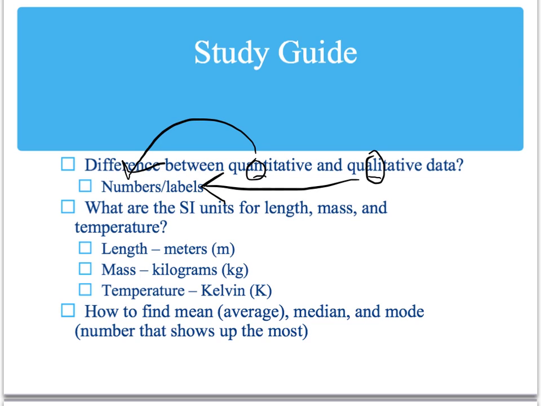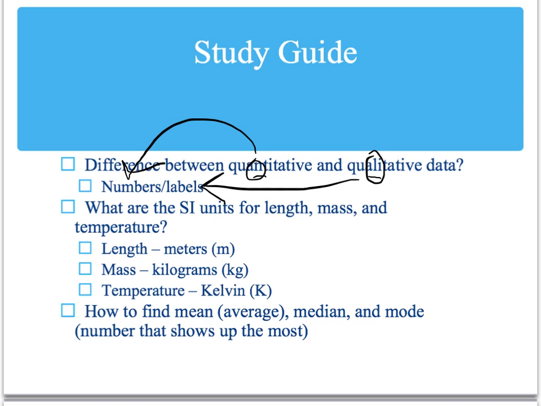What are the SI units for length, mass, and temperature? Length is meters, mass is kilograms or grams, temperature is Kelvin. And of course we use Celsius a lot with the thermometers that we have available. So those are just three that obviously you're just going to need to memorize. Come up with some way to remember them.